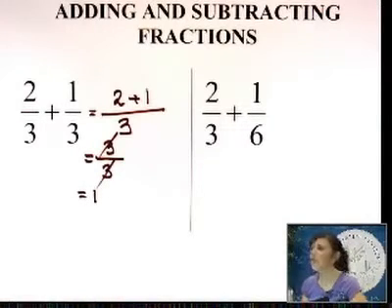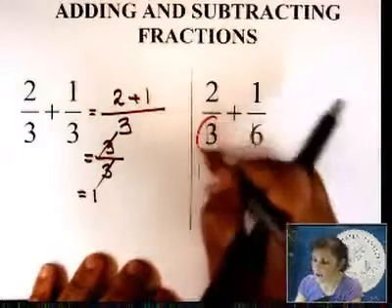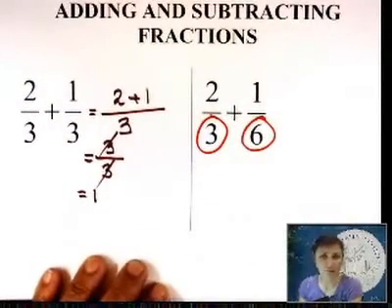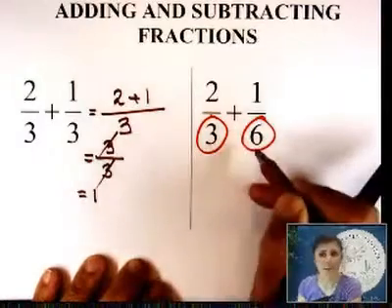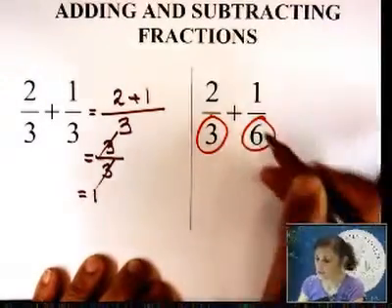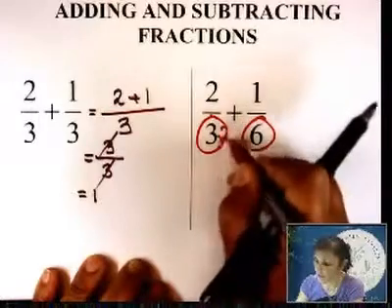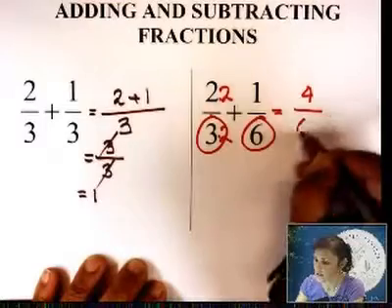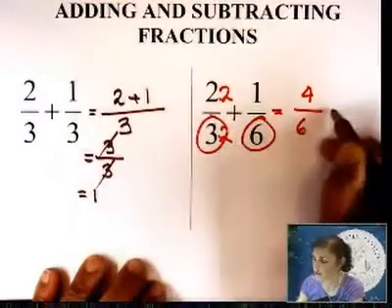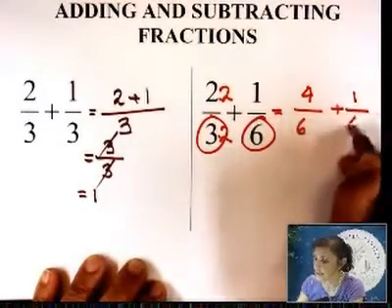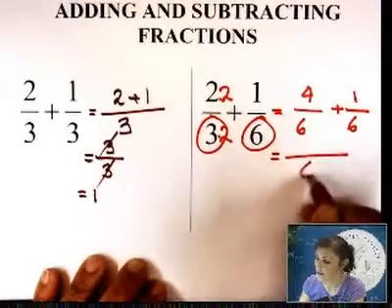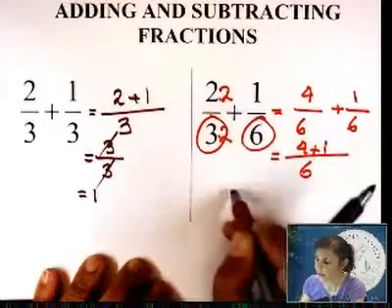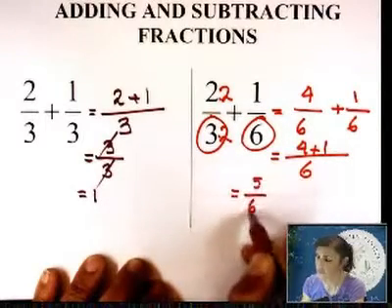How did I do it with unlike fractions? I found out what the lowest common multiple or lowest common denominator of the denominators is. Where do they meet? 3 and 6 meet at 6. So I multiply 3 by 2, 2 by 2, and rewrite. I have 4 over 6, which is the equivalent fraction of 2/3, plus 1 over 6. And now they are like fractions. What you do is leave the denominator alone, add the top, and you're going to write 5 over 6.